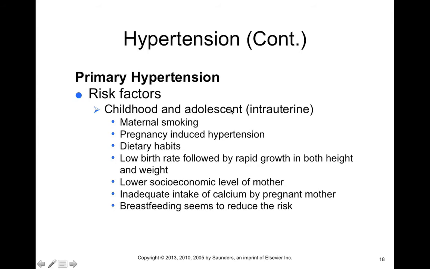Now, in childhood and adolescence, what we find is that there are some intrauterine risk factors too. Things like maternal smoking can make someone more predisposed to hypertension. Pregnancy-induced hypertension can also give someone a higher risk for hypertension later on in life. Dietary habits, low birth weight, lower socioeconomic status of the mother, inadequate intake of calcium by the mother, as well as breastfeeding seem to affect the risk for hypertension later on in life for that individual.